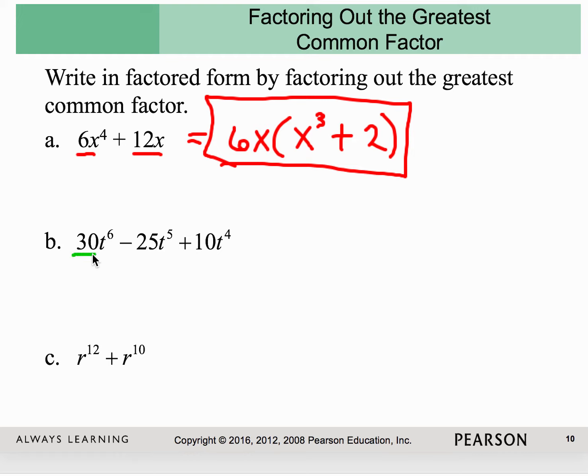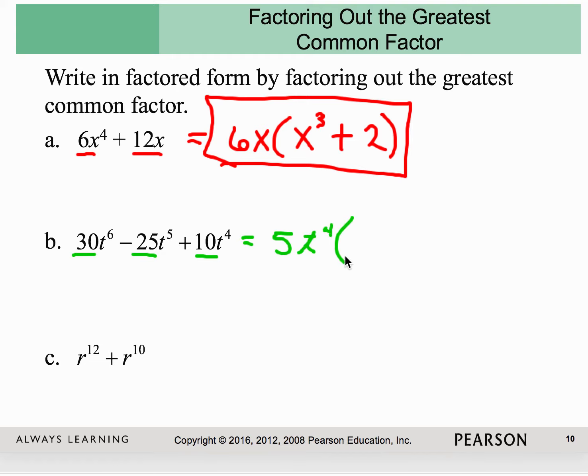All right, this time I've got 3 terms. So numbers first, 30, 25, and 10. Okay, let's see, a 5. I could just keep going, but I don't want to spend a lot of time figuring out what that greatest factor on that number is, because I'll show you something. Okay, I think it's a 5. There might be something bigger, but I'm thinking 5. Okay, so now I'm going to look at the variables. I've got a t to the 6th, to the 5th, and to the 4th. The smallest exponent is that 4th, so I'm going to say t to the 4th.